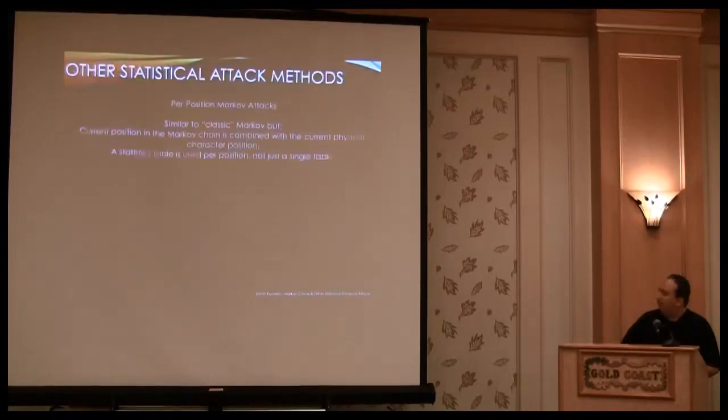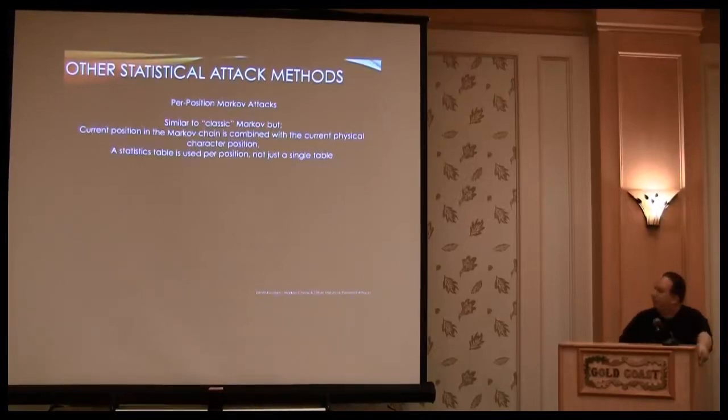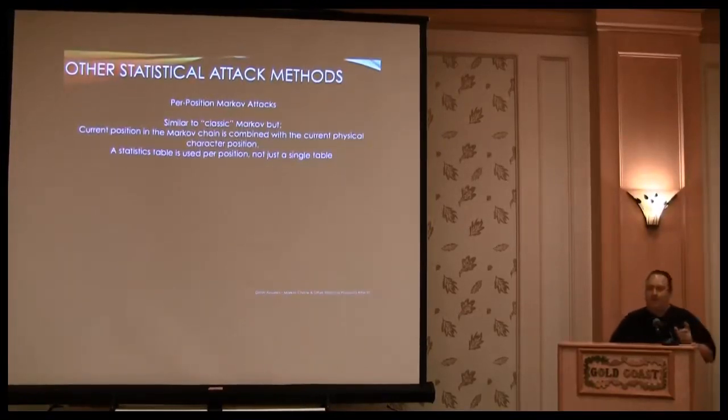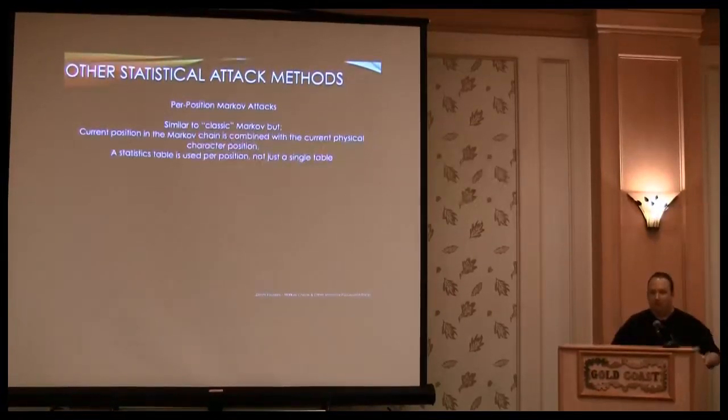Other statistical attack methods that we have are a preposition-based Markov attack. That's something that the hashcat tool can do. And it's similar to what we just saw, the classic Markov, except this one is a bit more in-depth and its hit rate is very high because it not only looks at where we are currently in a particular word, but it takes into account what position we're in currently.